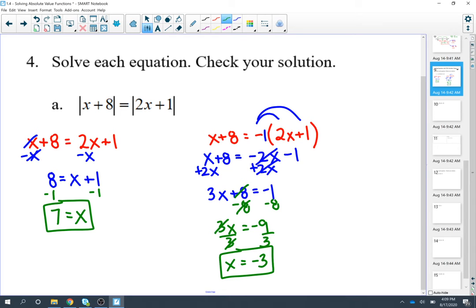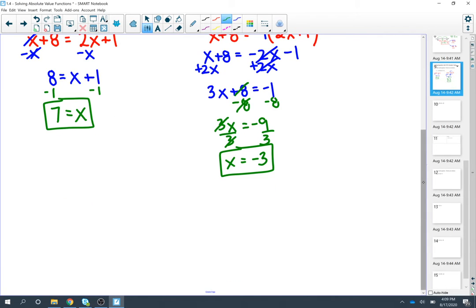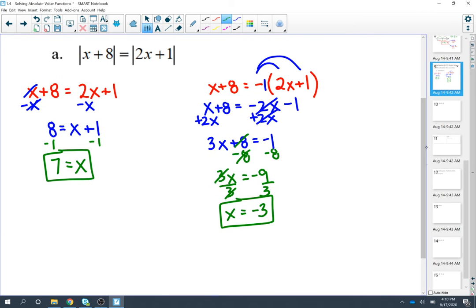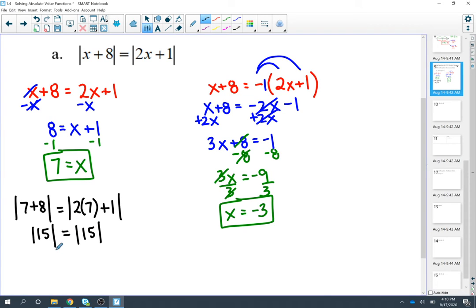Last but not least, we're going to check our solutions. So the first one I'm going to start with is my x equals 7. So we're going to have the absolute value of 7 plus 8 equals the absolute value of 2 times 7 plus 1. Let's see if this works. So 7 plus 8 is the absolute value of 15. 2 times 7 is 14 plus 1 is 15. The absolute value of 15 is 15. That first answer checks out.